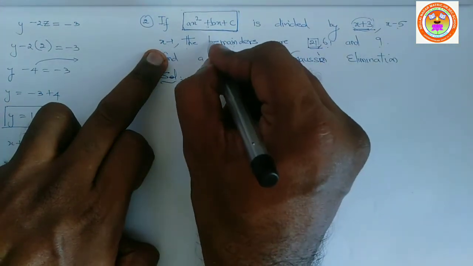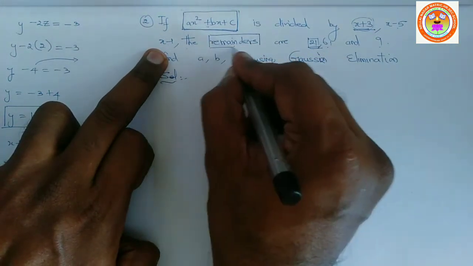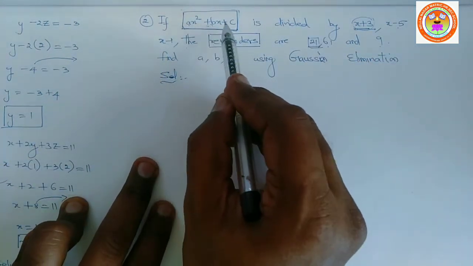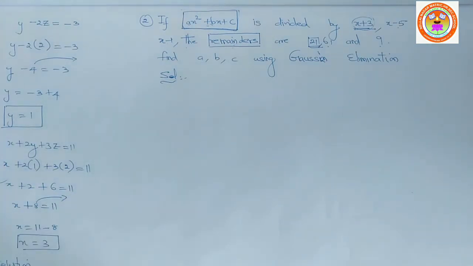So we are using the remainder theorem which we studied in 9th standard. So what do we want to find? We need to find a, b and c.